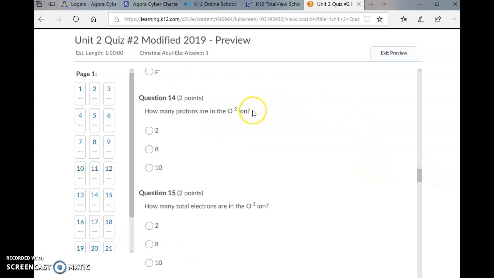Question 14. How many protons are in the oxygen -2 ion? 2, 8, 10.